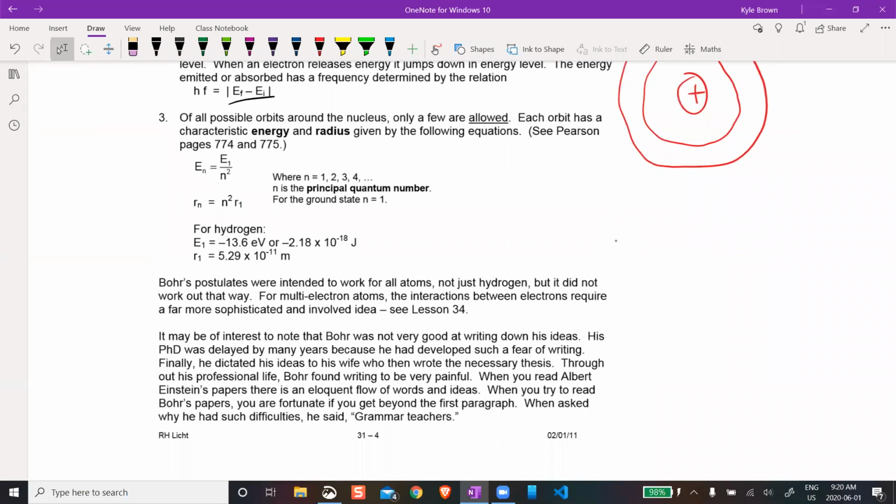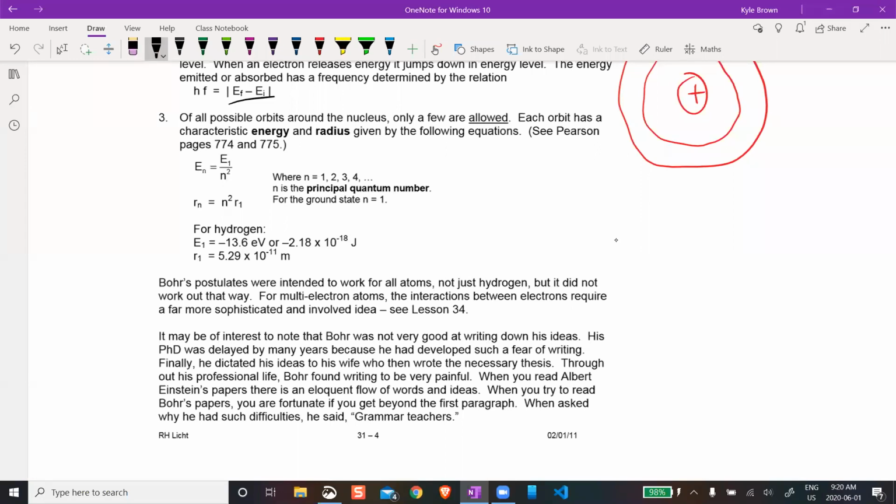Number 3, of all possible orbits around the nucleus, only a few are allowed. That's pretty much what I was saying there, but here's a little bit of math to it. He's saying that the energy will be proportional to 1 divided by n squared, where n is our principal quantum number. So that can be 1, 2, 3, anything else. Again, that's saying that we've got quantization happening, so it's going to be a 1 or a 2 or a 3 or anything else there.